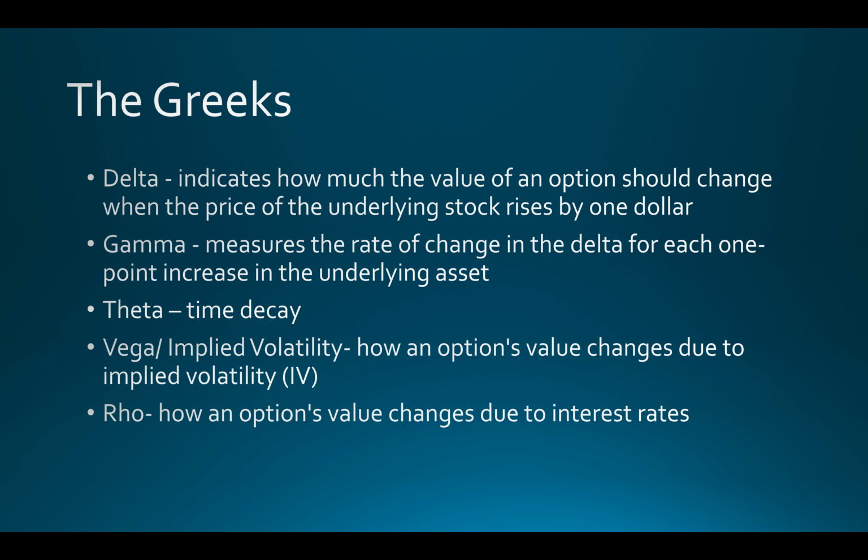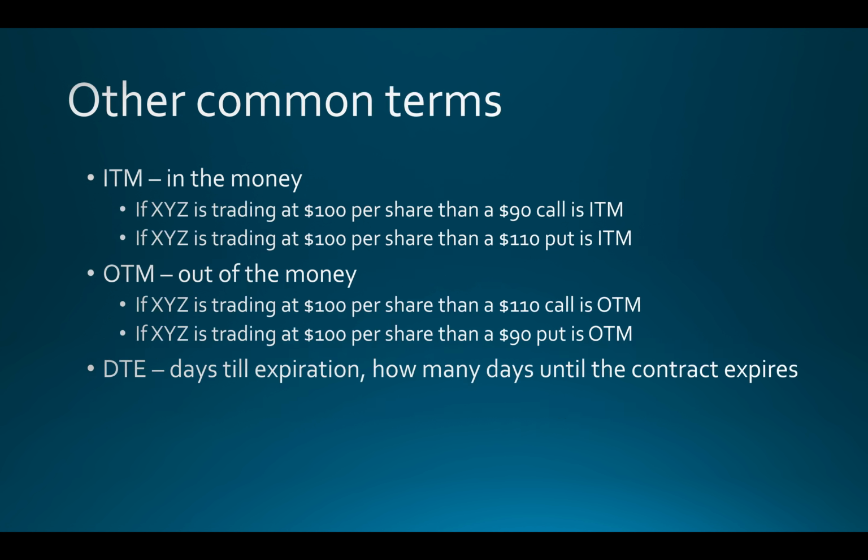Vega and implied volatility are also very important. It's how an option's value changes due to the volatility. So when a stock or ETF is more volatile, holding everything else constant, the options will be more expensive. And rho is how an option's value changes due to interest rates.